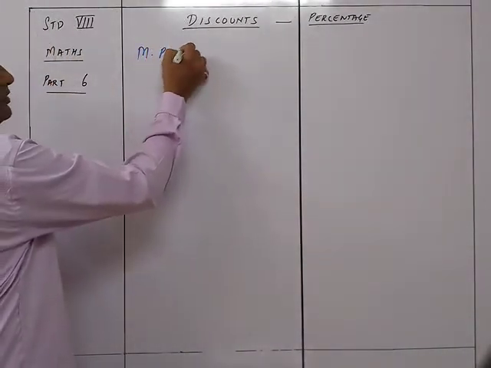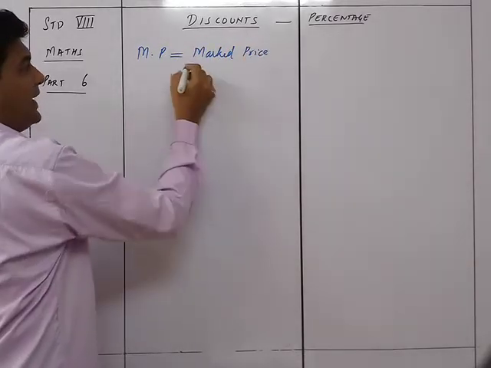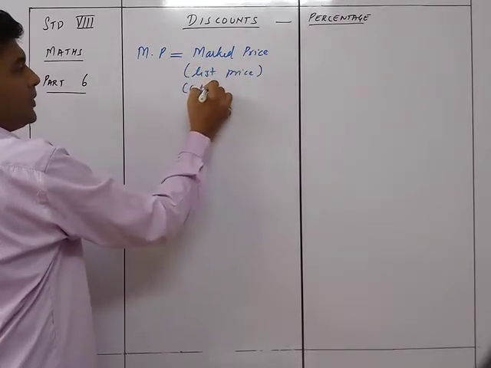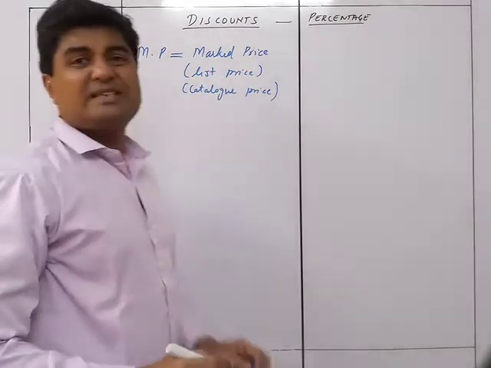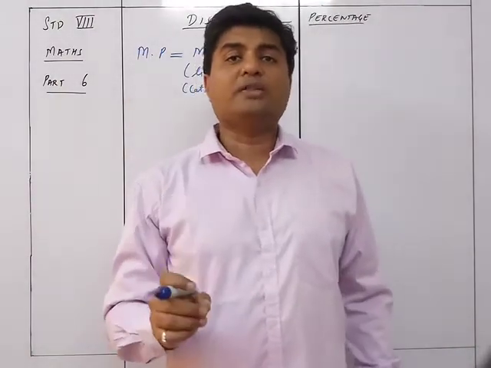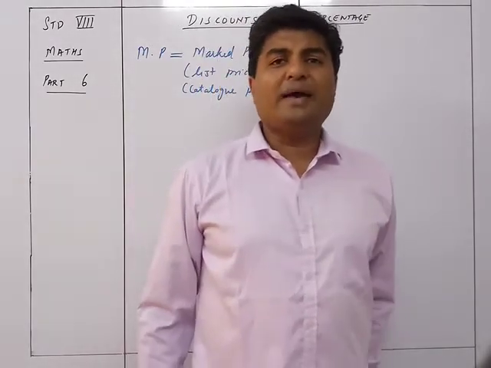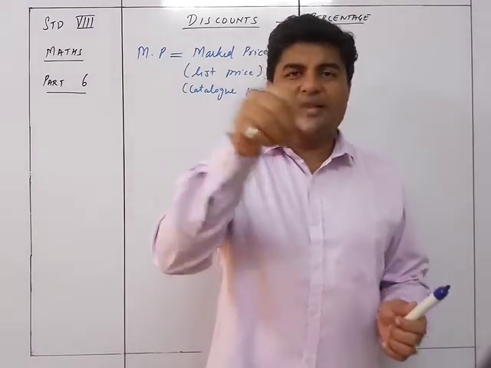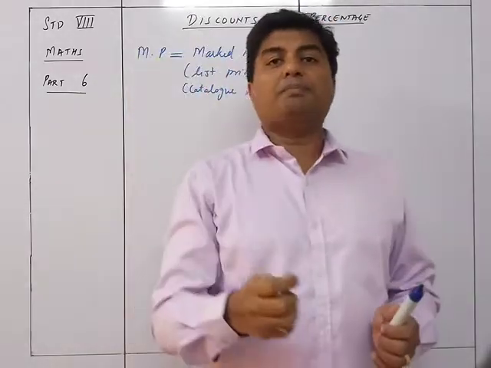So MP is called the marked price. It is also called the list price, or the catalog price. So list price, catalog price, mark price, all mean the same. That is the amount which is printed or marked on that particular item. It may not be printed every time. For example, you are going to buy certain things which are homemade. What will happen is they put a sticker over there and write on it 160 rupees, 140 rupees. So that sticker is nothing but the list price or the mark price of that article.